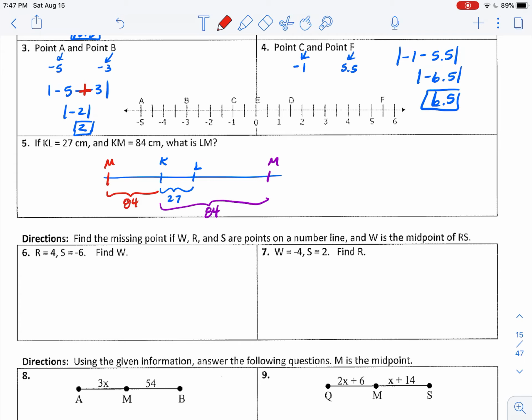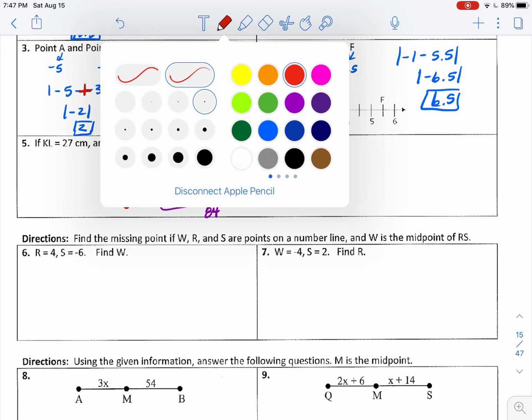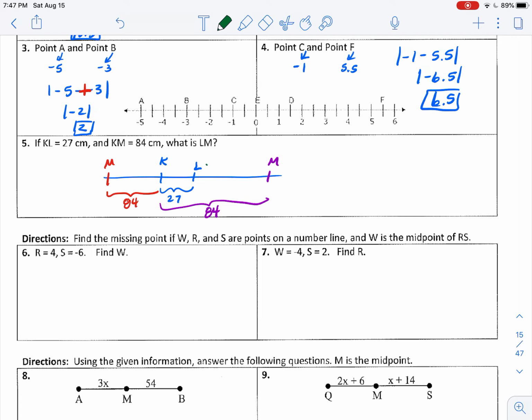So as long as you have a true statement, from K to L we have 27. K to M is 84. If we move M on the right side, we could have 84 this way. If we put M on the left of K, well, we could have 84 this way. So what is LM? That's our question. So let me pick another color. From L to M, this is the question.